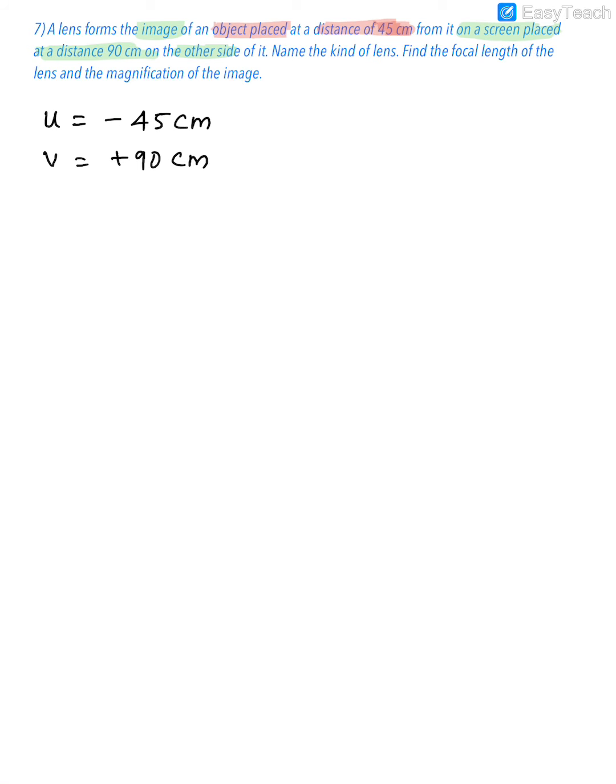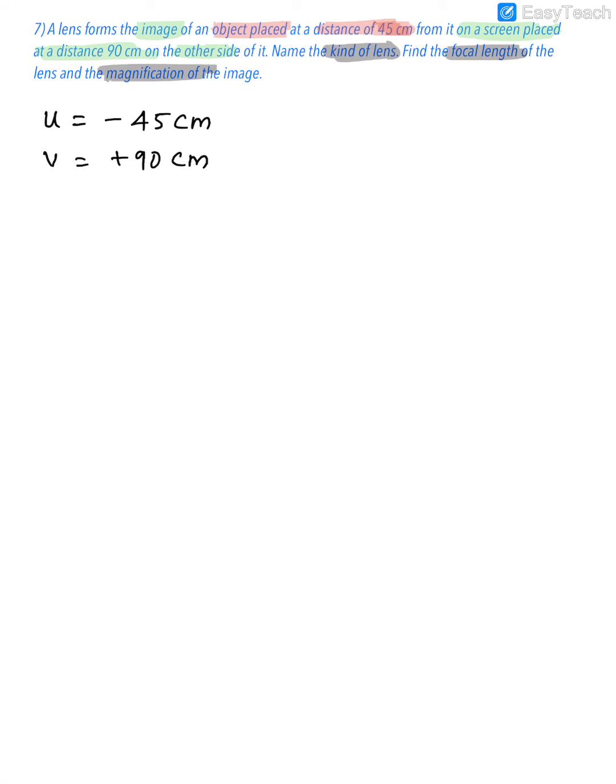Positive. So name the kind of lens, because it is forming a real image, it will be which lens, guys? Name the kind of the lens. So the kind of lens that must be here, what? Convex. Find the focal length. I think it's simple now. And the magnification, you can do it on your own. I'll just tell you the final answers that you will get.